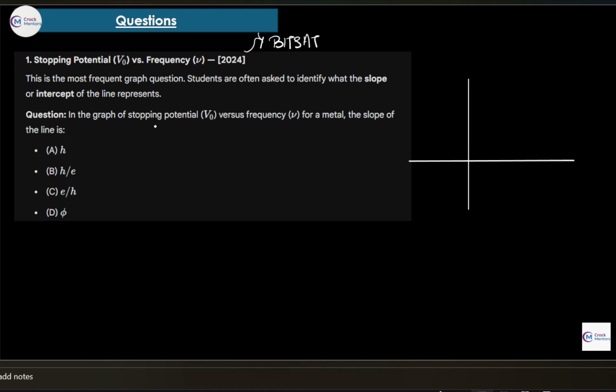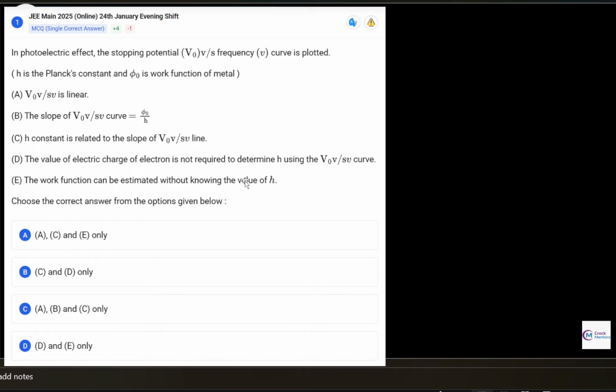In the curve, the slope of the line is nothing but h upon e. We have observed this right now. We know that it is h upon e. We have gone through this. Now we have a question which was asked in the JEE examination.